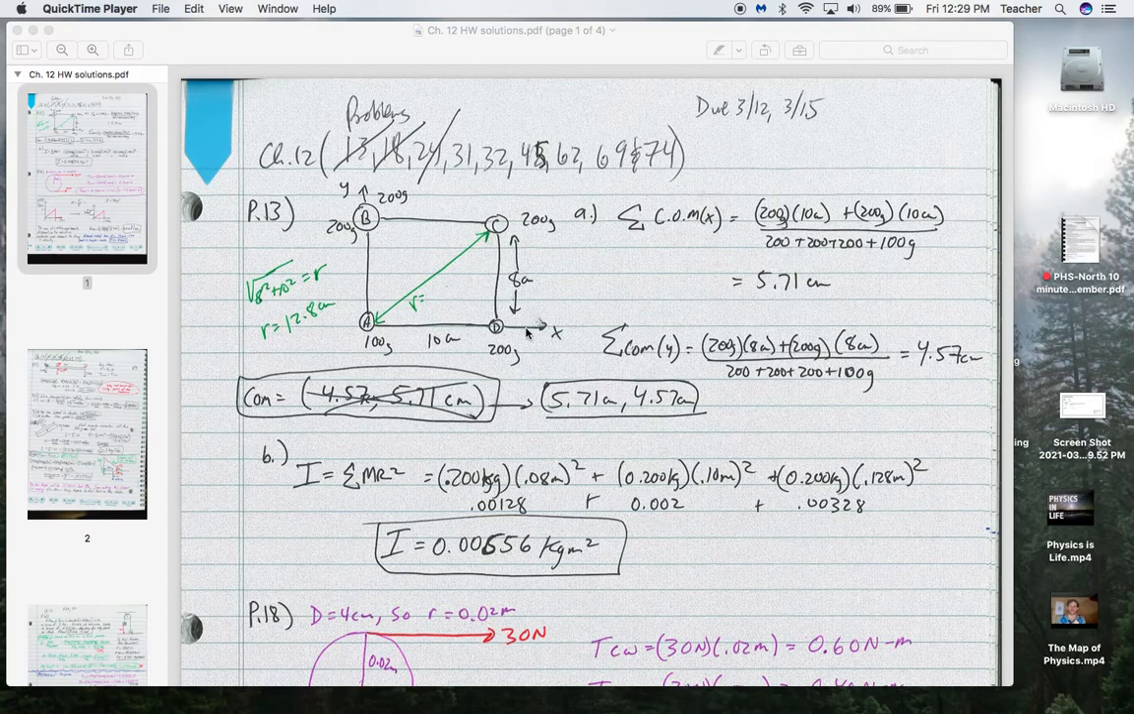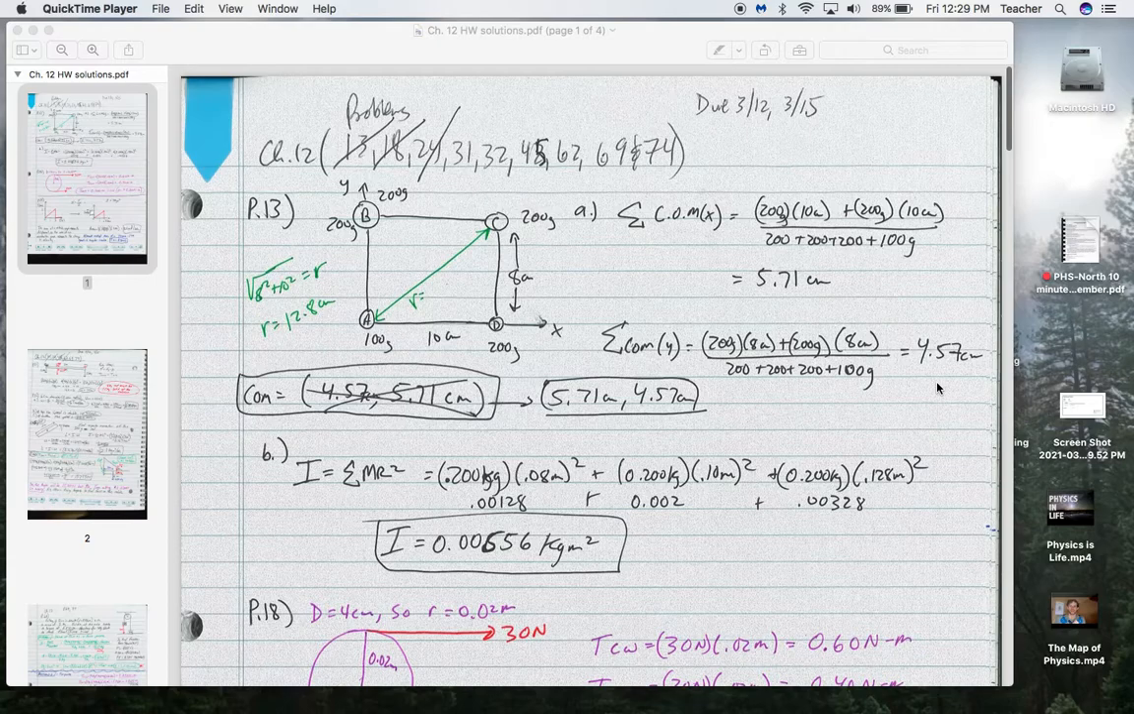These two masses are 8 centimeters above the x-axis in the positive y direction. So that summation in the top divided by 700 grams gives me that position. So that is the overall position of the center of mass. It's along this diagonal line.